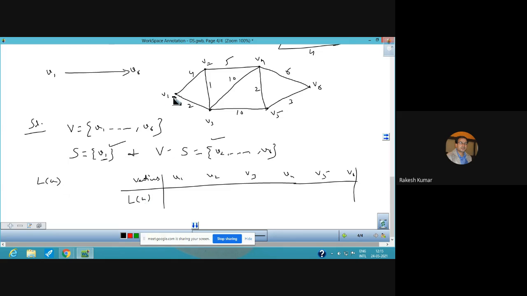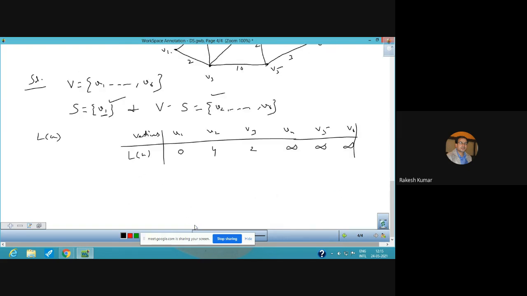The starting vertex is V1, and V1 to V1 the weight is 0. And V1 to V2, the weight is 4. And V1 to V3, the weight is actually used as a distance. So V1 to V3, the distance is 2. And there is no direct edge between V1 and V4. When there is no direct edge, the weight is infinite. Similarly, that is infinite and that is infinite.